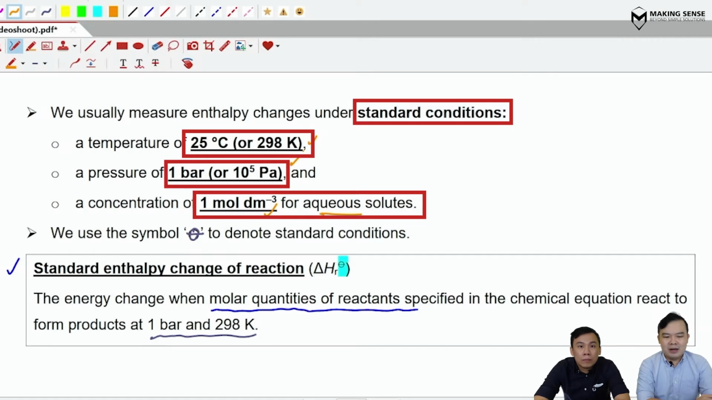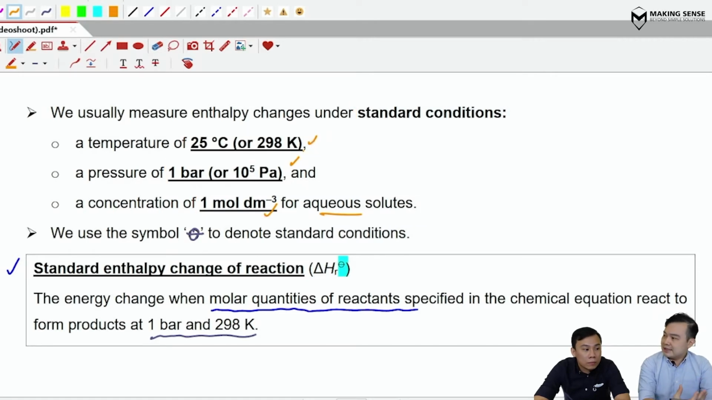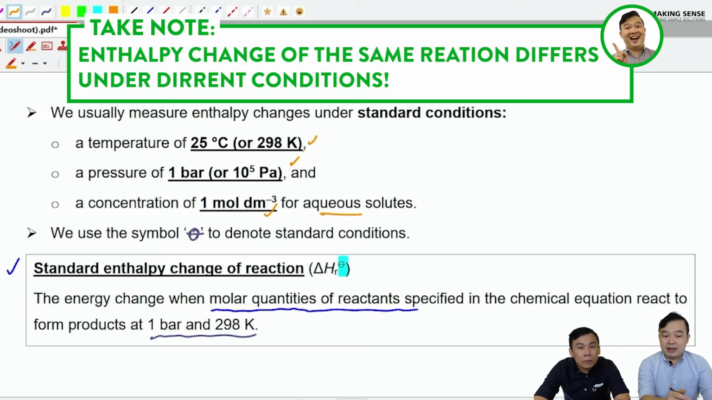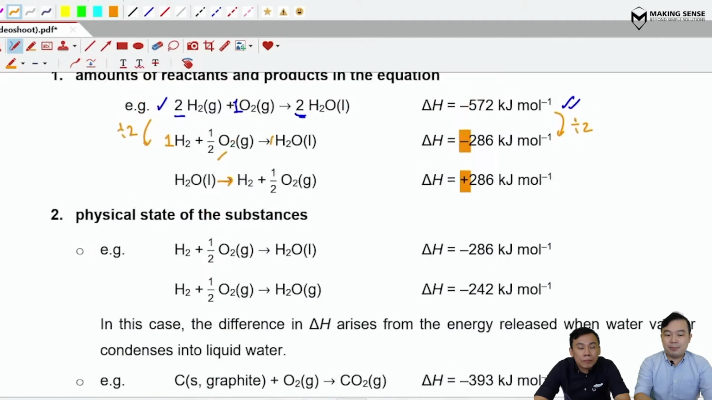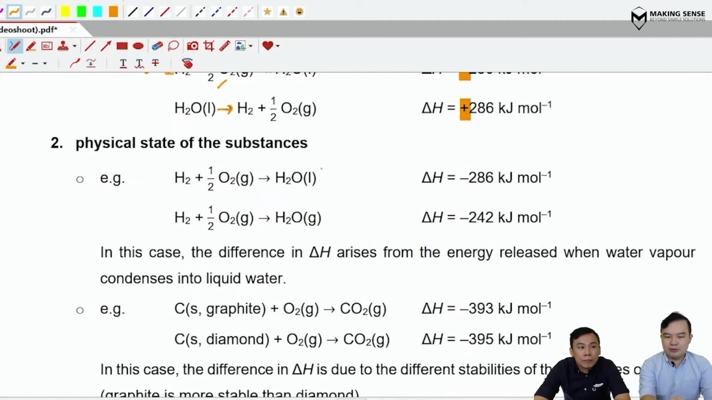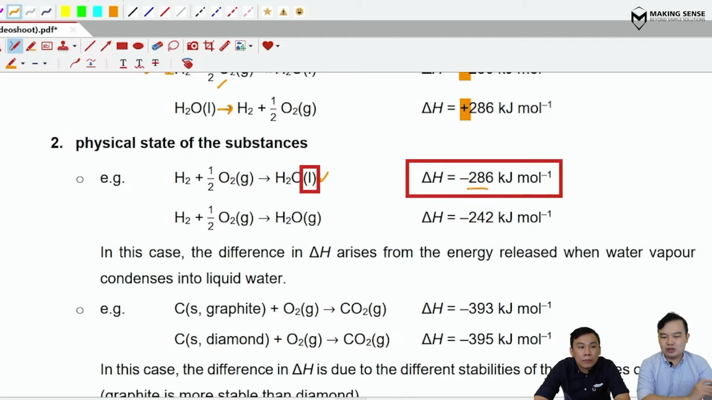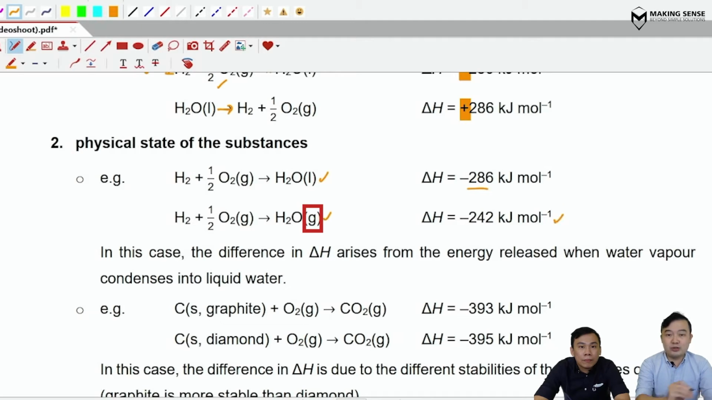All right. Now, why is it important for us to define the standard conditions there? Is because the moment I change any of this, then the enthalpy change will not be the same as well. So we'll illustrate this using an example at the top. So just now we were trying to form 1 mole of liquid water and it releases 286 kilojoules of energy. The moment you change it into a gas, you'll notice that the number is going to switch as well.